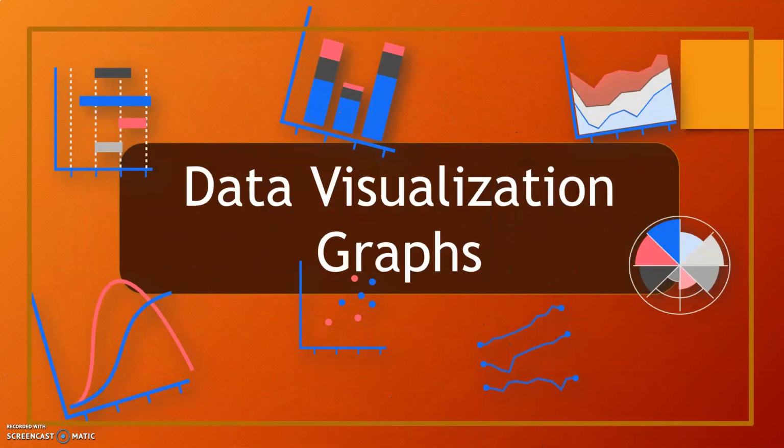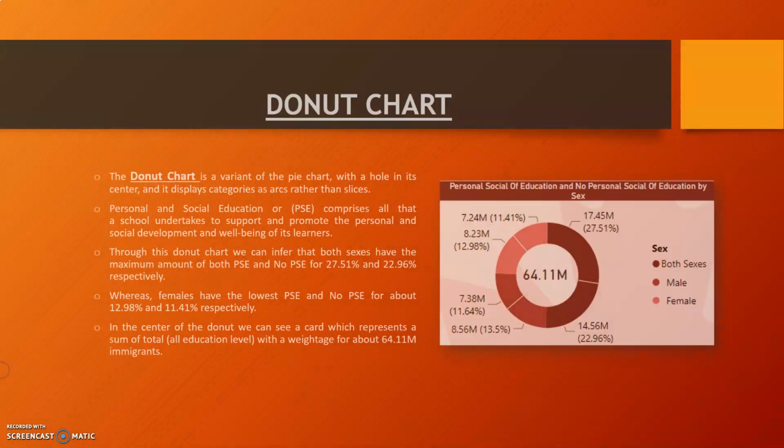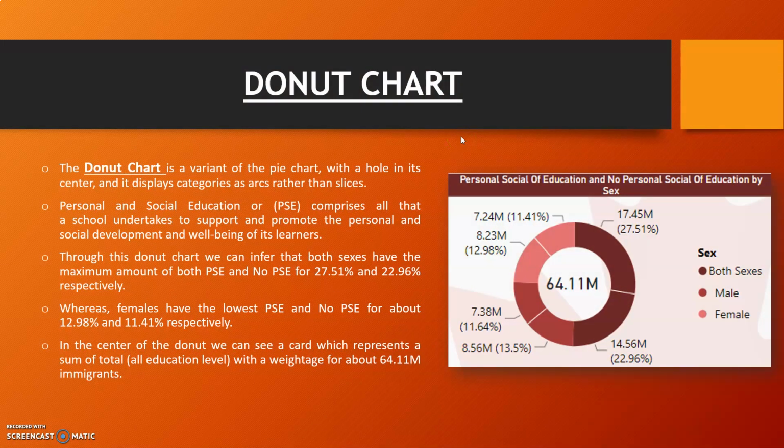Let's just directly jump into the data visualization graphs. The first visualization that I have generated is a donut chart, which is a variant of the pie chart with a hole in its center. This chart is used to show the immigrants with personal and social education or no personal and social education, separated by different kinds of sexes.